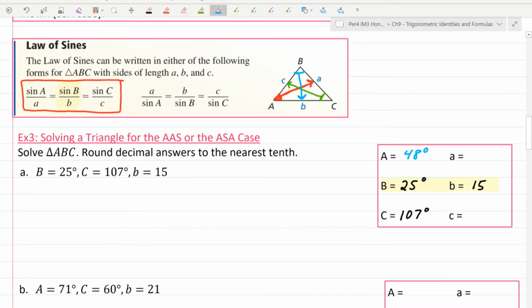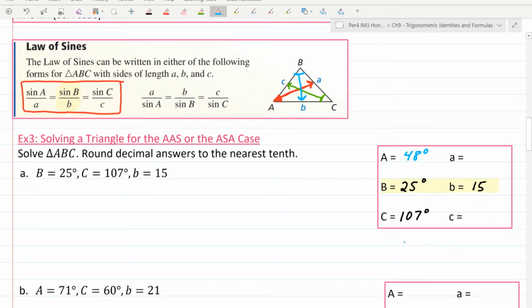I will be doing some of these computations ahead of time, so if you want to stop the video and do some of the work yourself before I explain it, you can go ahead. Let me set up this formula. This is the given information, so that's the part we're going to start with. Sine of 25 over 15, that's sine of B over b, equals the sine of A, which is 48, over a.